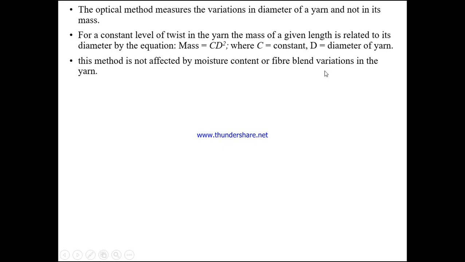So sometimes when you are using a blended fiber, such as polyester cotton blended fiber, and you go for the measurement in the Uster tester, due to the presence of two different types of fiber, their dielectric properties are different. The dielectric constant of the cotton is different, and the dielectric constant of the polyester is different. So their combined effect also will be different.